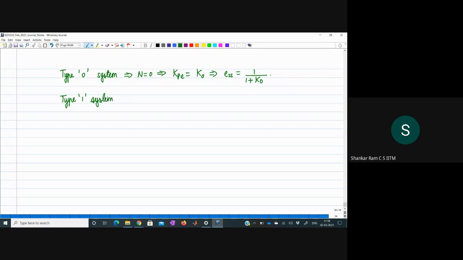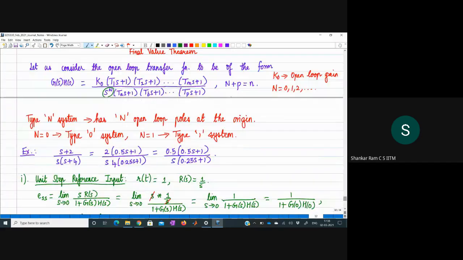Type 1 system means capital N is equal to 1. So what can you say about KPE? Let's go back to the expression for the open loop transfer function. Now capital N is 1, so we have an s term in the denominator. If I take the limit s tending to 0 of G of s H of s, what will I get? There is an s term in the denominator.